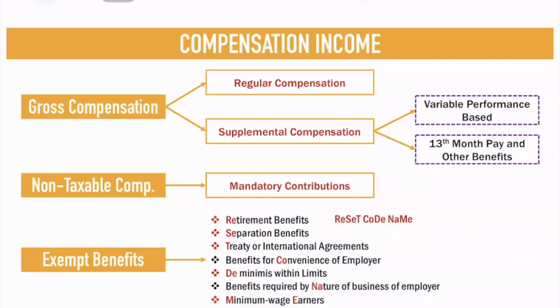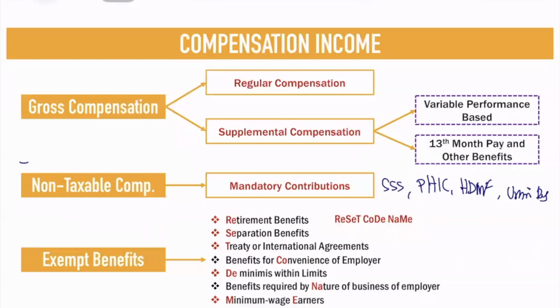First, under your gross compensation, we said it is already composed of regular compensation and supplemental compensation. Now, under non-taxable compensation, the non-taxable compensation are your mandatory deductions. And what are your mandatory deductions? Your SSS, your PhilHealth, your Pag-ibig, also your union dues. These are considered mandatory contributions. These mandatory contributions decrease your gross compensation. So gross compensation less non-taxable compensation. Lastly, less your exempt benefits.